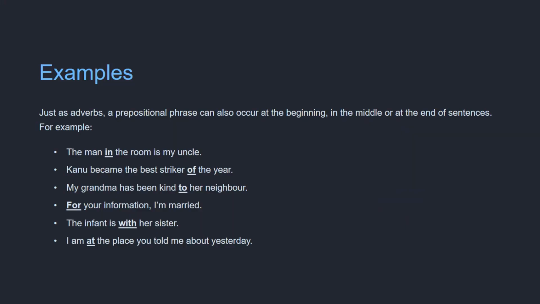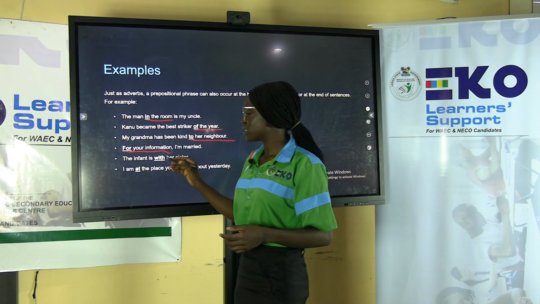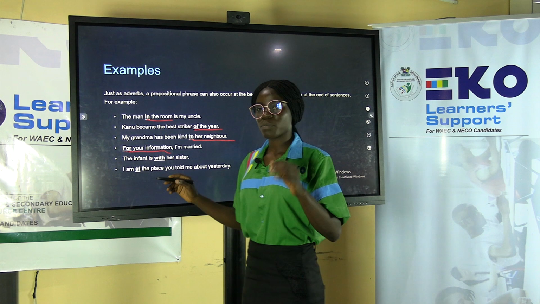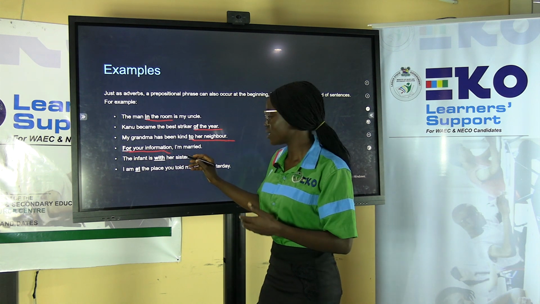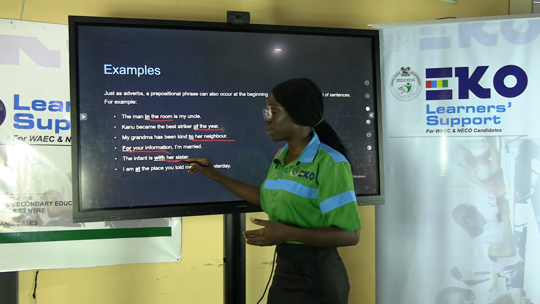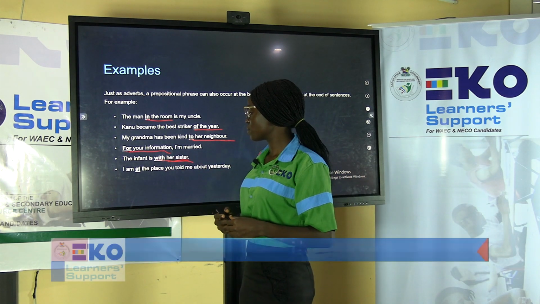For your information, I am married. In that sentence, what is the preposition? For? Then what is the prepositional phrase? Your, with the preposition and the noun phrase, becomes a prepositional phrase. For your information. The infant is with a sister. With is a preposition. A sister is a noun phrase. Then together it becomes a prepositional phrase.